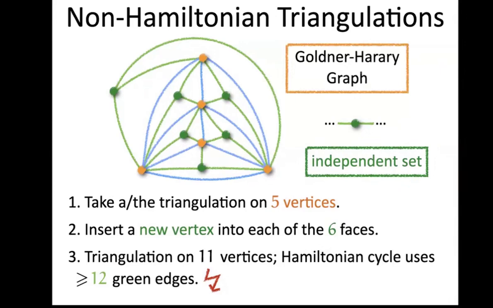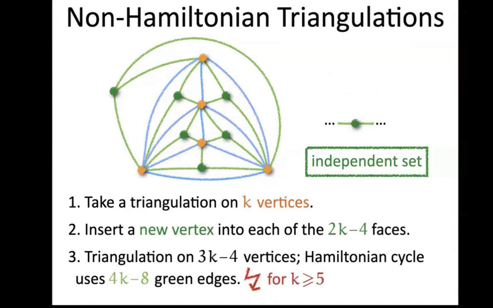So this graph is the smallest non-Hamiltonian maximal planar graph. It's also known as the Goldner-Harary graph, and it's the only one on 11 vertices as well. But the construction that we just did, we can generalize, and it's very easy. Instead of this 5 vertex triangulation, we just start with any triangulation on k vertices, and we do the same game in every face. So if you have k vertices in the triangulation, then we have 2k minus 4 faces.